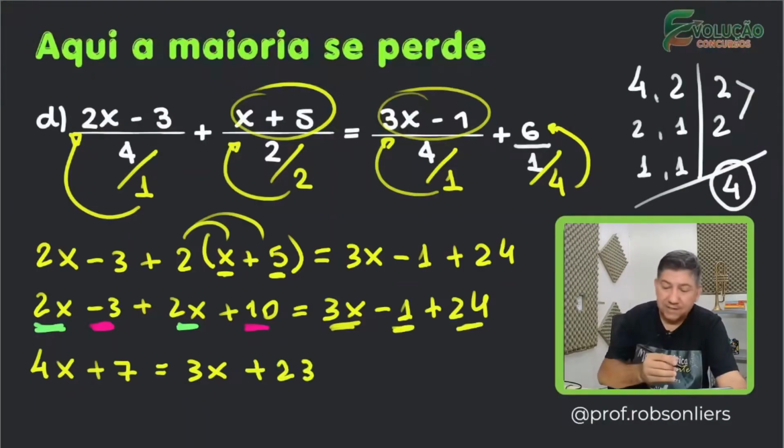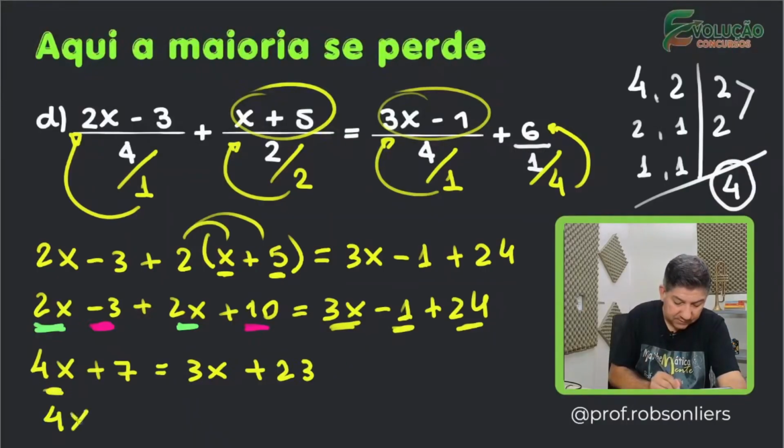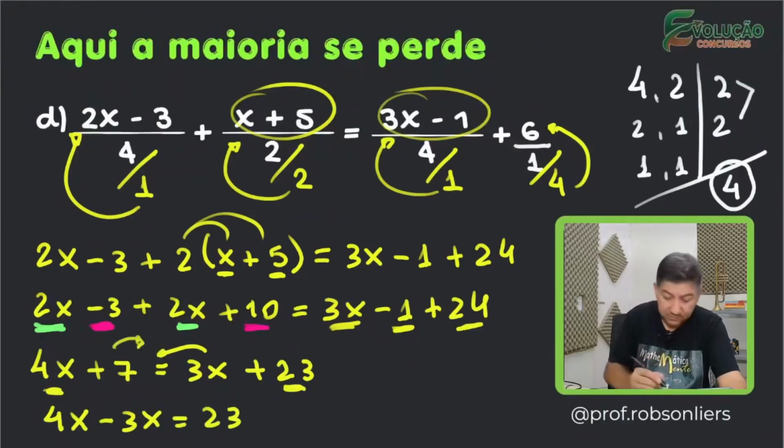Everything with a letter, I leave on one side of the equation. Everything that's just a number goes on the other side, just like we did with the others. So here, 4x, I'll leave it alone here. 3x, I move to the other side, subtracting. Minus 3x equals, 23 stays on the right side. Plus 7, I move to the other side, subtracting. Minus 7, 4x minus 3x is 1x. 1x here is just x equals. 23 minus 7 is 16, so x equals 16.